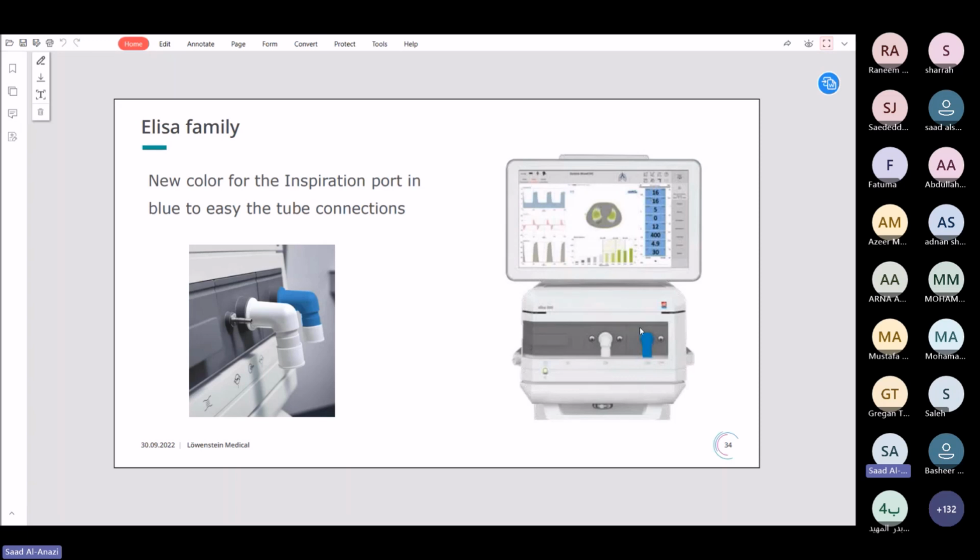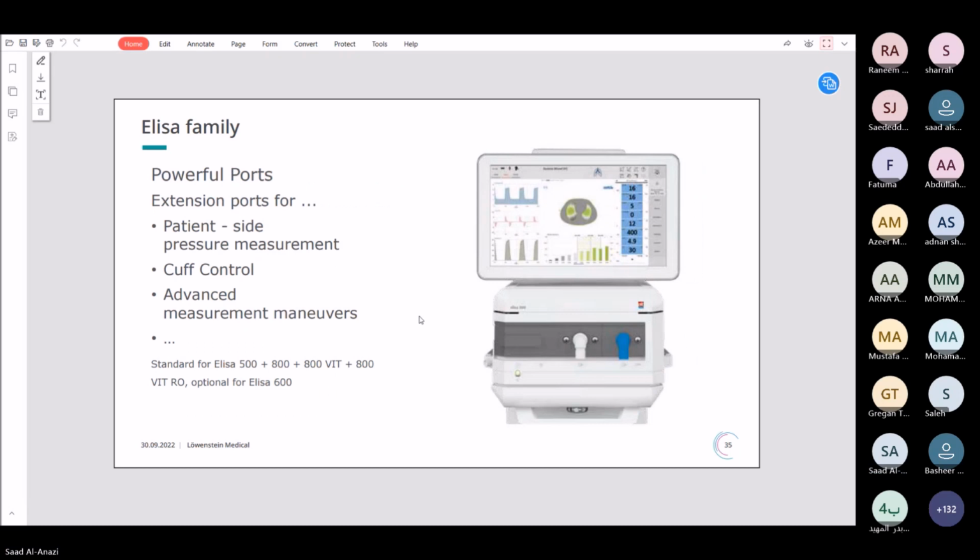Any kind of circuit can be used for the patients. As you see here, in the expiratory port we have two ports, one for the transpulmonary pressure monitoring and the left one for the cuff measurement. Both of them I will explain next in the slides. For the inspiration port, on the right side we have a nebulization port for giving pneumatic nebulization to the patients.